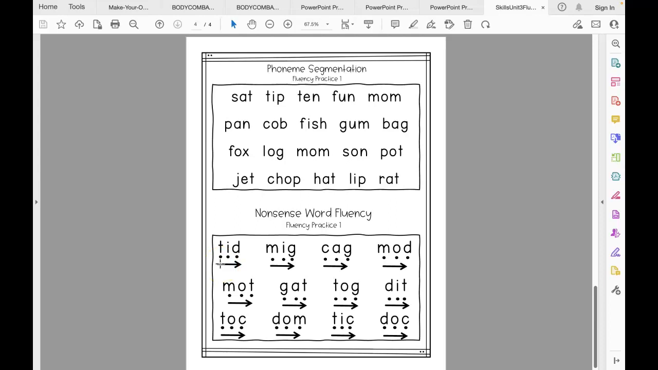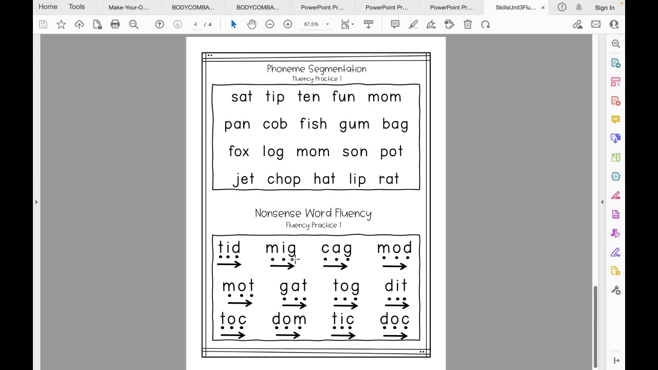Now, correct letter sounds would be if a student goes through and just goes t, i, d, then goes on to the next one, i, g. Whole word read would be that the student is able to look at this word and go tid, mig. So they would get points essentially for each correct letter sound as well as reading the whole word.